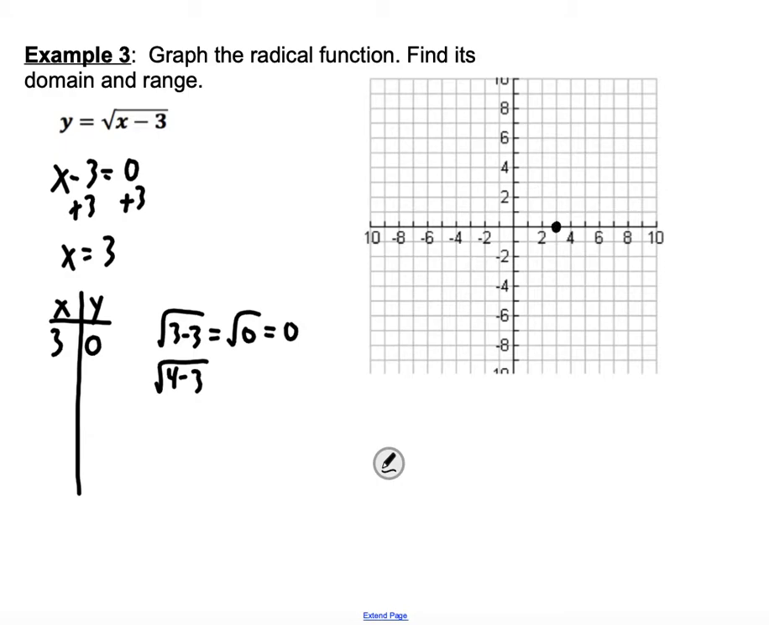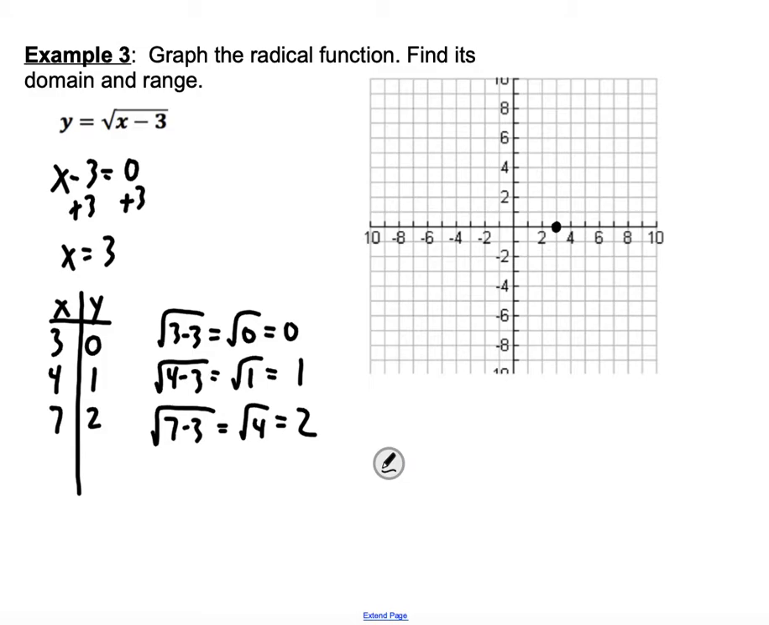So 4. 4 minus 3 there is 1. Square root of 1 is 1. Now again, if I put in 5, 5 minus 3 is 2, and the square root of 2 doesn't come out to be a nice number, so I have to use my calculator to find that. So I'm going to keep going. 7, yeah, 7 minus 3 is 4. So now we have 7, 2.